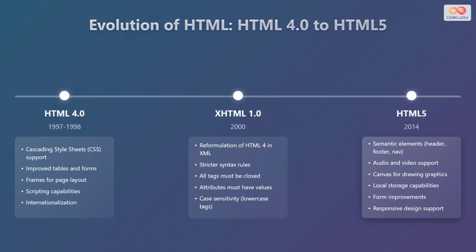In 2014, HTML5 arrived with semantic elements such as header, footer, and navigation, audio and video support, canvas for drawing graphics, local storage capabilities, form improvements, and responsive design support.